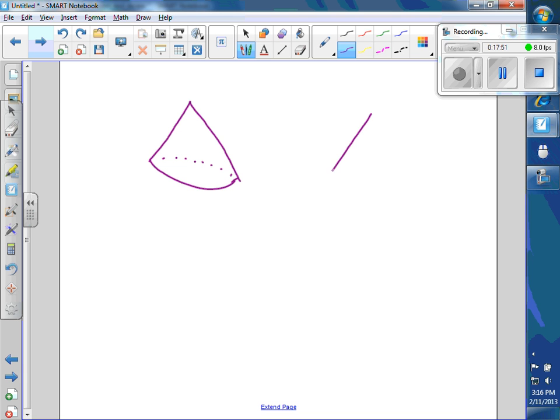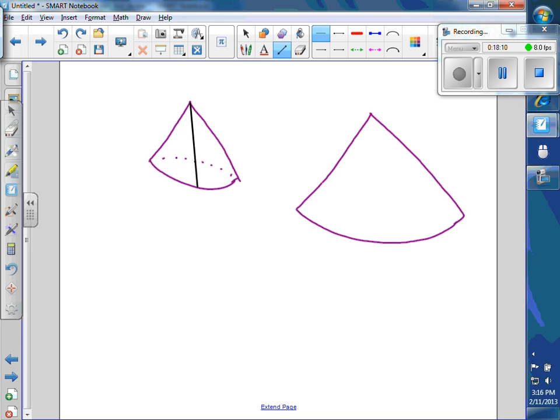So here's the question to think about. When you unfold the cone, you end up getting a sector. If I took this and sliced it open along here, how does the bottom curve relate to this? This is the circumference here, isn't it?